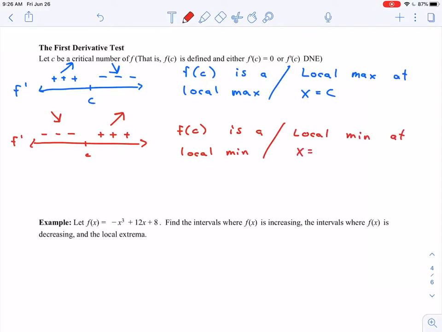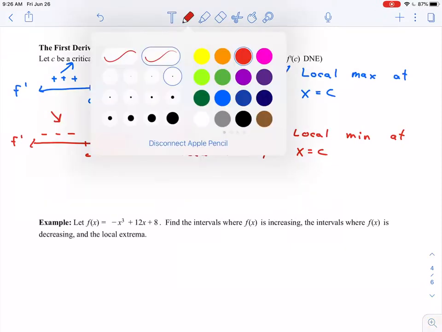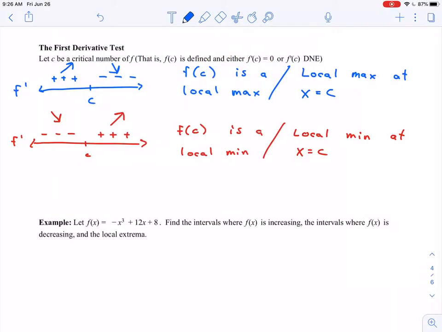Or we have a local min at x equals c. So we're mostly paying attention to what our sign chart looks like, and I think that drawing these arrows in helps tremendously in identifying whether you have a local minimum or a local maximum. But we have two other possibilities that we haven't really discussed. We could have something that looks like this. Let's say at c, our derivative is positive on the left-hand side, which means our function is increasing, and it's positive on the right-hand side, so it's increasing again.